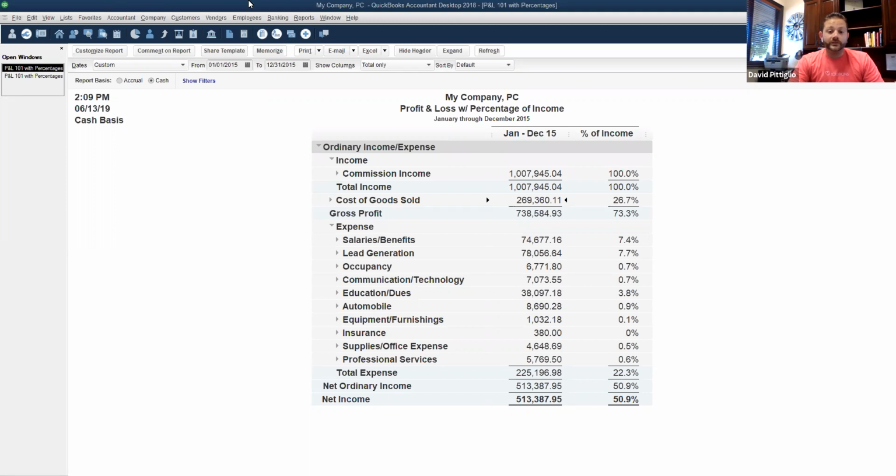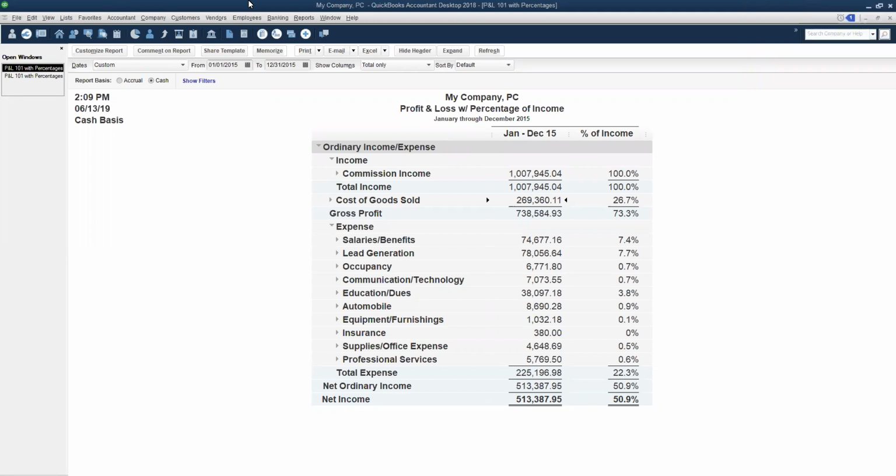Taking a look at this financial statement, we are looking at what is called a P&L, and that stands for profit and loss statement. This is a report that tells a story. Many people consider it to be a scorecard of how your business is performing. What is most important is that you pay attention to the time frame we're looking at. So this example report says January through December of 2015.